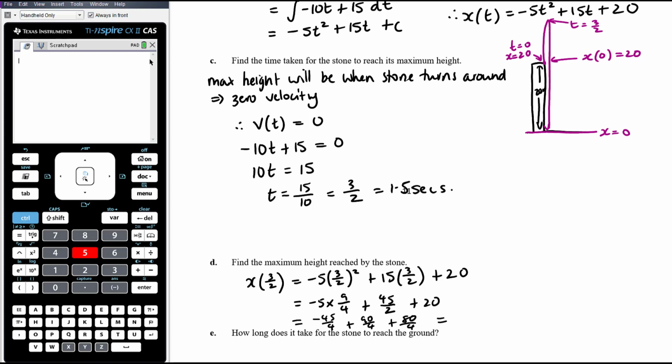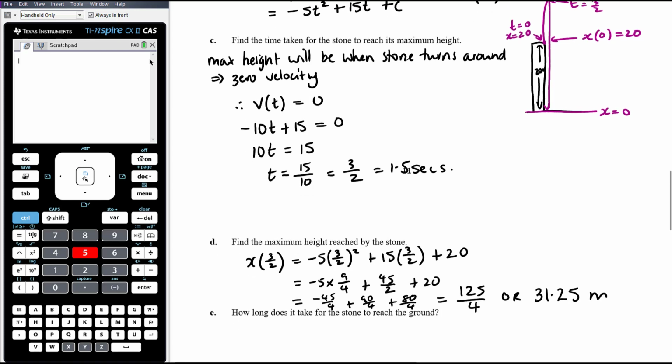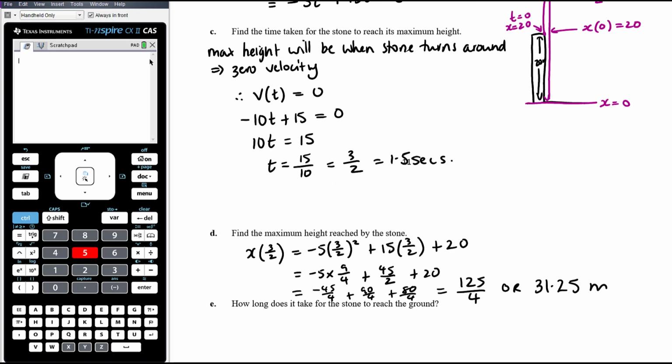So negative 45 plus 90 is 45, plus 80 is 125 on 4, okay? Or that would be, what's that going to be? 124 divided by 4 would be 31, so it'd be 31 and a quarter. But you can leave it as a fraction, that's fine, as long as it's a simplified improper fraction. There's no problem with that. So the maximum height reached by the stone is 31.25 metres.